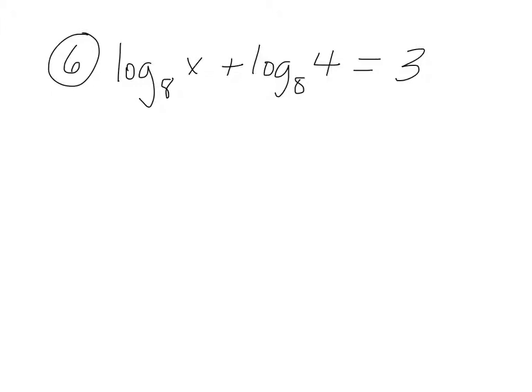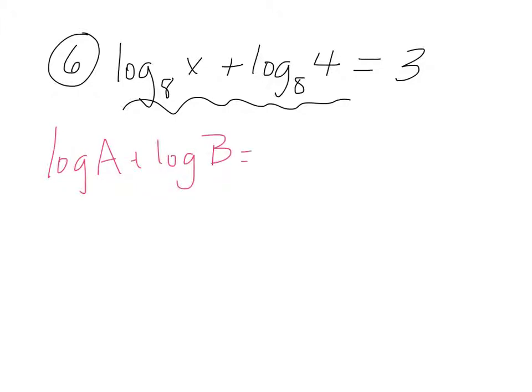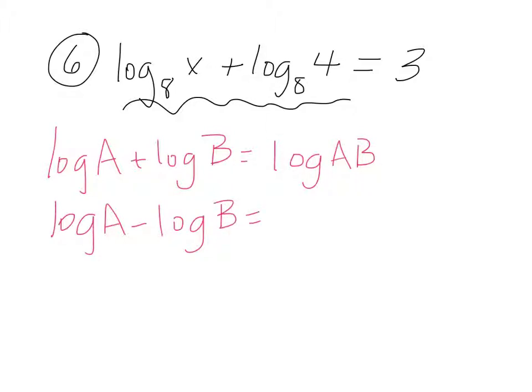Okay, when I have two logarithms separated by addition, we have a rule that says log of A plus log of B is equal to log of A times B. That's called the product rule. We also have one with subtraction: log of A minus log of B is equal to log of A divided by B.